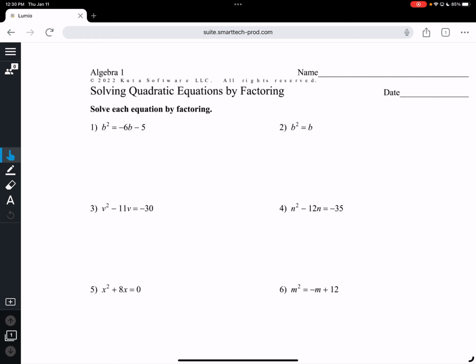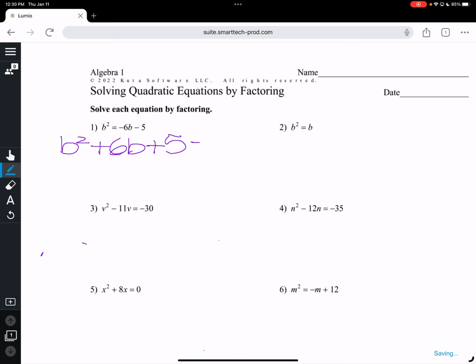When you move things from one side of the equal mark to the other, what happens to the sign of that number? It changes. So for number 1, we always want the lead coefficient to stay positive. It would be easier to move the b squared over, but it would be negative. So we have to move everything else to the left. Can we just divide it by -1? We could once we get it over there. Yes, you could. So we'll have b squared, and then that's going to be plus 6b plus 5.